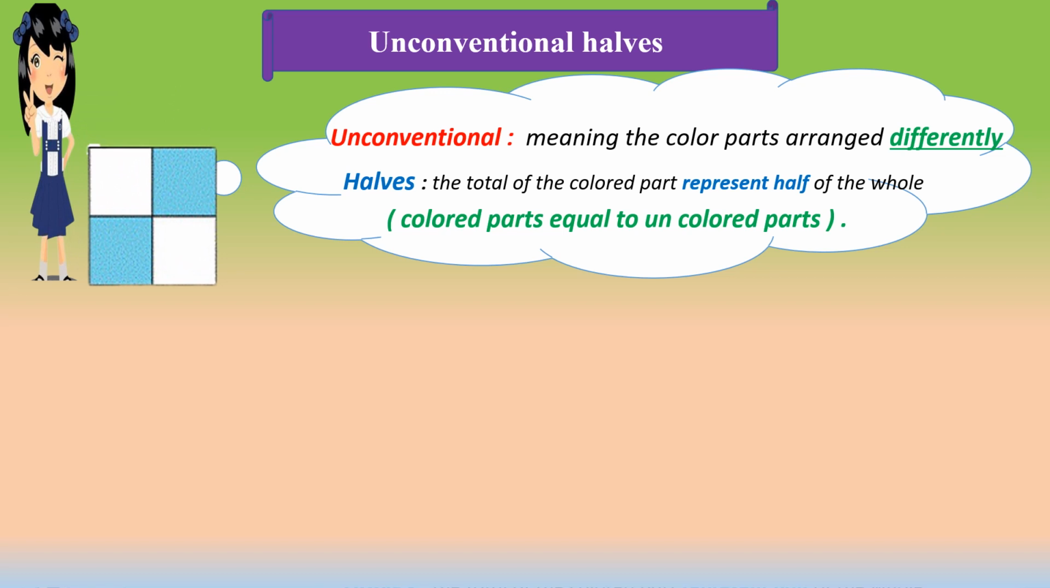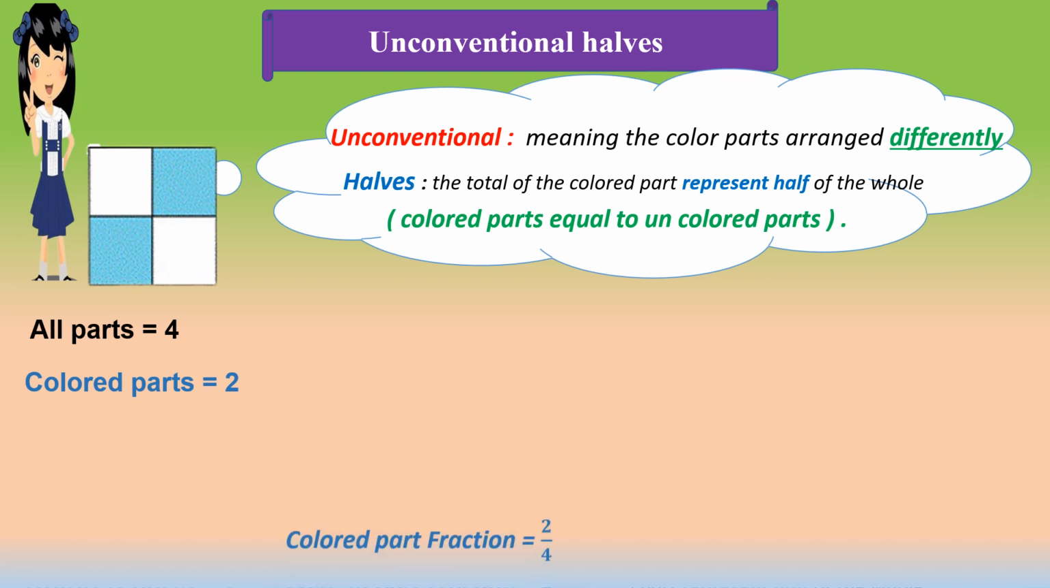For example, here I have a square. All parts here, let's count together. 1, 2, 3, 4. I have 4 parts. How many colored parts here? The blue one here. How many colored parts? 2 colored parts. So the fraction of colored parts equal 2 over 4.